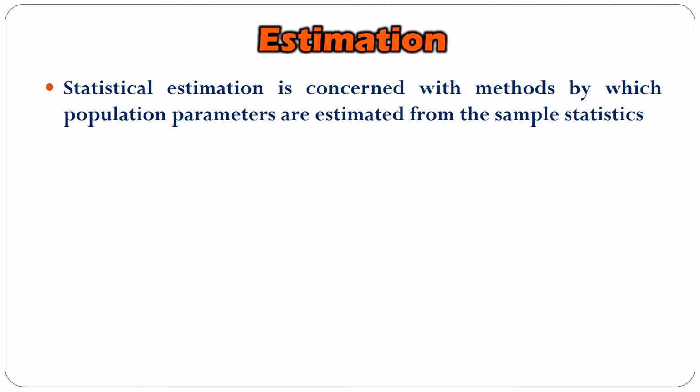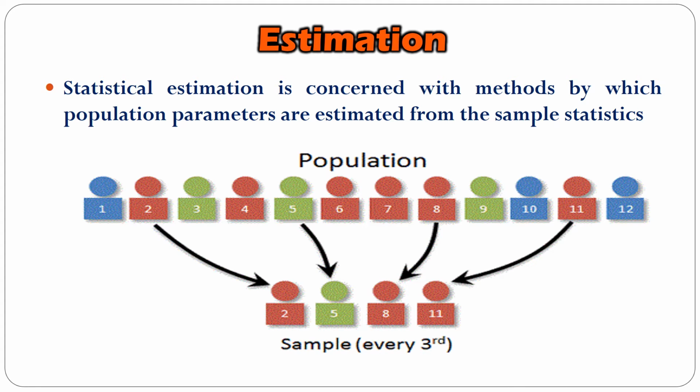Estimation. Statistical estimation is concerned with methods by which population parameters are estimated from the sample statistics. In this picture, we can see that there are population and samples 2, 5, 8 and 11 that have been taken. In this estimation chapter, we are going to calculate values from these sample people 2, 5, 8 and 11 and draw an overall conclusion on the entire population, that is from 1 to 12.